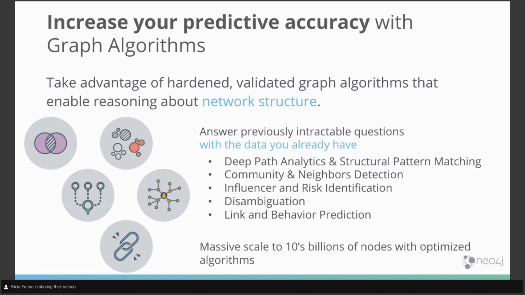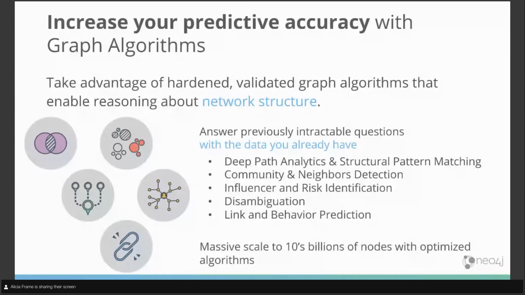When we talk about the Graph Data Science Library itself, we're talking about two things. So first and foremost, the graph algorithms. So you've heard me talk about these this whole presentation. This is at the heart of our library. These are hardened, validated graph algorithms that let you reason about your network structure. So you already have your data. What you're doing with the algorithms is you're extracting more information. So you're doing things like deep path analytics. You're doing community and neighbor detection. You're figuring out who's influential or who's risky. You're doing disambiguation and you're looking at links.